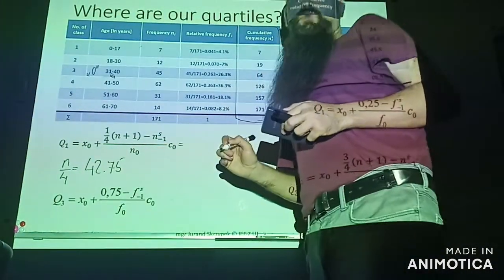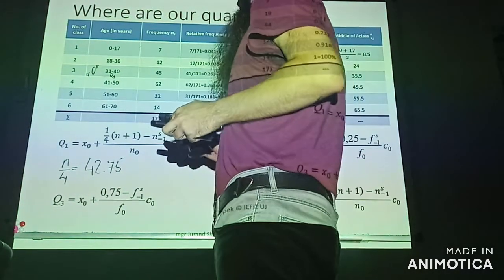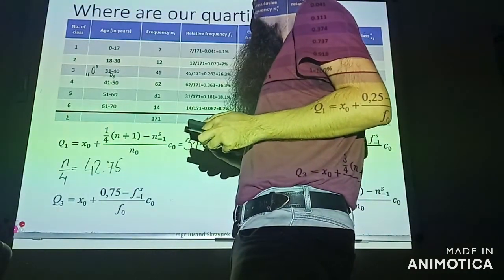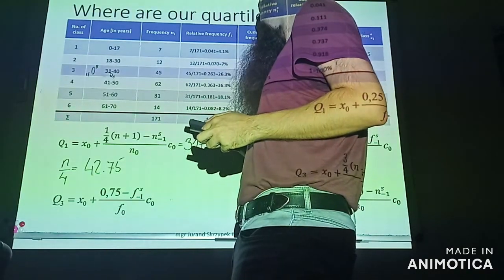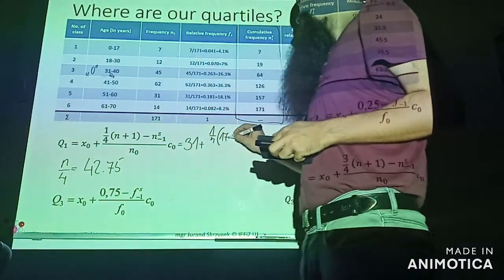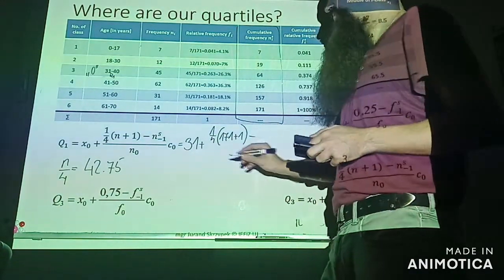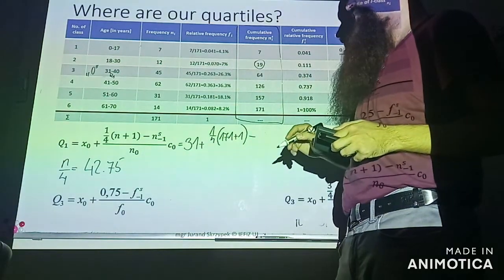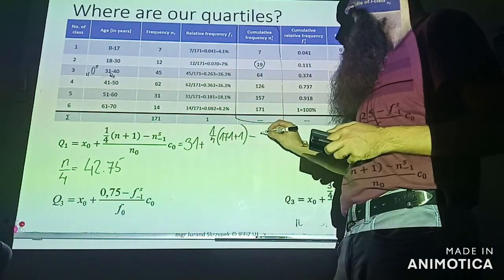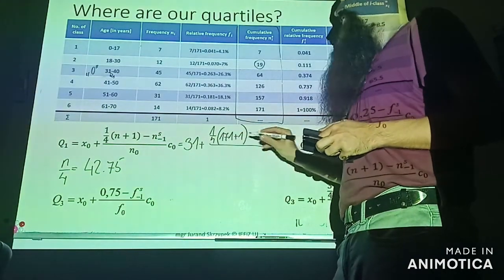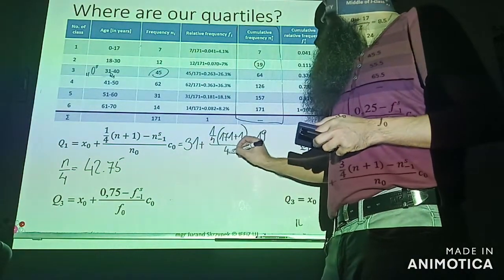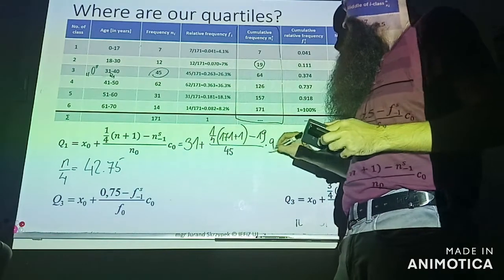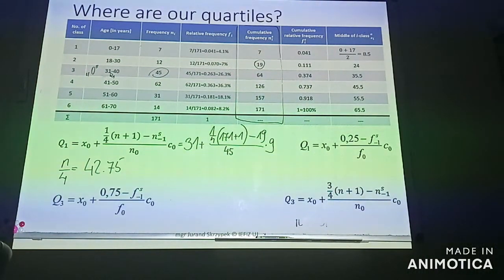The computation will be the following. X0, the lower bound of the first quartile class, is 31 plus 1/4 of the population size 171 plus 1, minus the cumulative frequency from the previous class, from the minus 1 level, 19, divided by n0, 45, multiplied by the scope, the range of the class, which is 9. Please compute it at home.